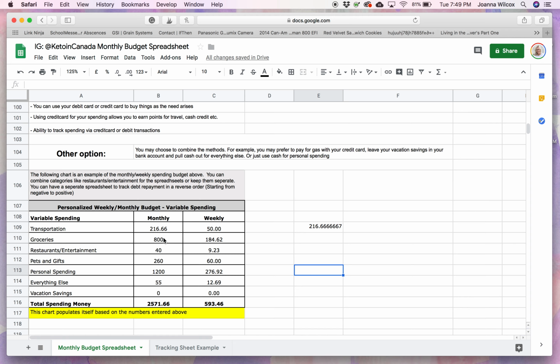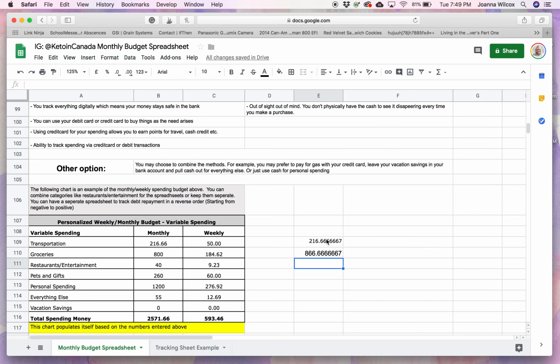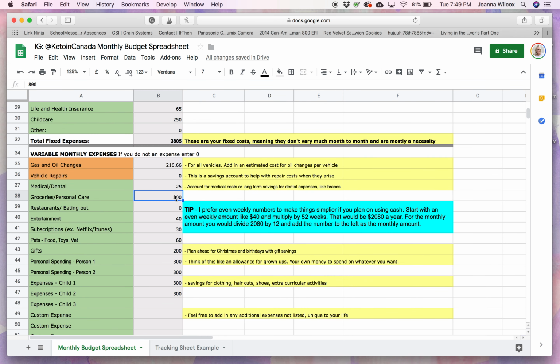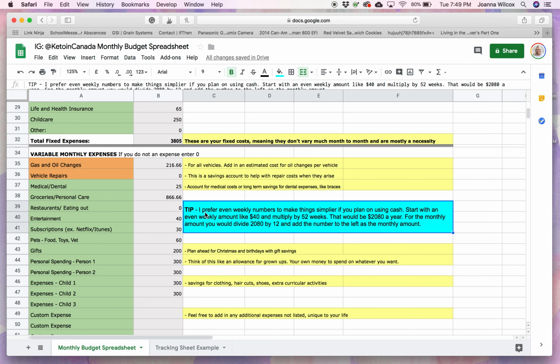Again, with groceries, let's say I want it to be $200 a week. You would do the same thing. It's just going to be the sum of, and you can use a calculator, 200 times 52 weeks, divided by 12 months, 866.66. So if I went up here, I would just change that to 866.66. I mean, you can do this as you're going along. I put it here, right here.